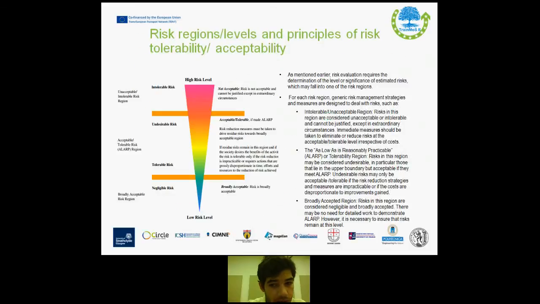More particularly, as mentioned earlier, risk evaluation requires the determination of the level or significance of estimated risks, which may fall into one of the following risk regions. For each risk region, generic risk management strategies and measures are designed to deal with risks such as the highest level of risk, the intolerable or unacceptable region, where risks are considered unacceptable or intolerable and cannot be justified except in extraordinary circumstances. Immediate measures should be undertaken to eliminate or at least reduce risks to an acceptable, tolerable level irrespective of costs.